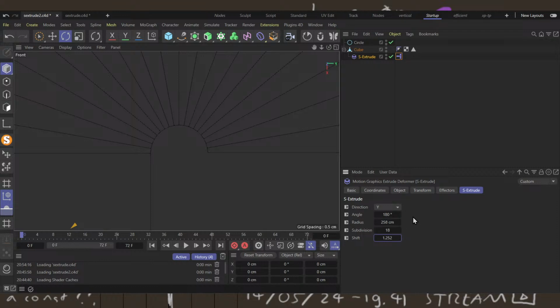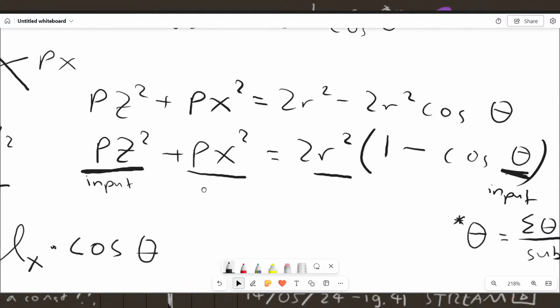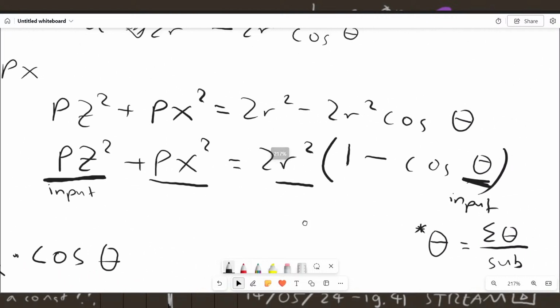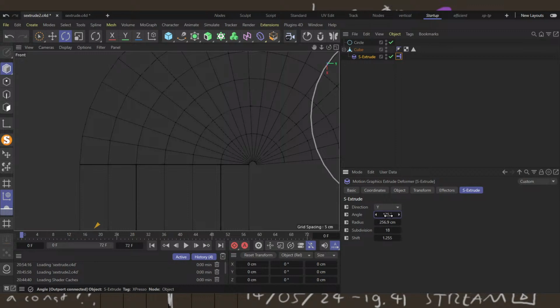Maybe we can plot some graphs and see what happens. But this is a 3 graph. So maybe in certain angles or in radius or in subdivisions, there should be a general formula for this shift. Same thing with this angle. It's so unpredictable.